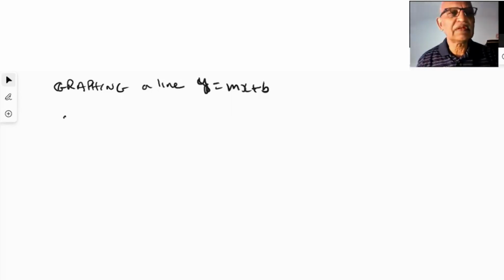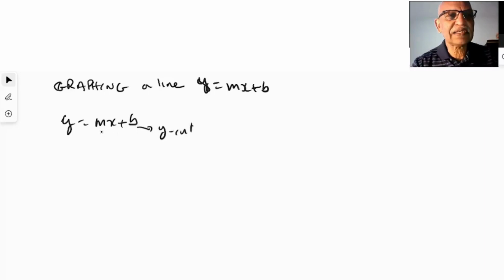Graphing, if I am given slope and y-intercept. So when we had y equal to mx plus b, we know this basic one, which means this is y-intercept and this is the slope. So if I'm given the slope and y-intercept, I can write the equation, and this is called slope y-intercept form.